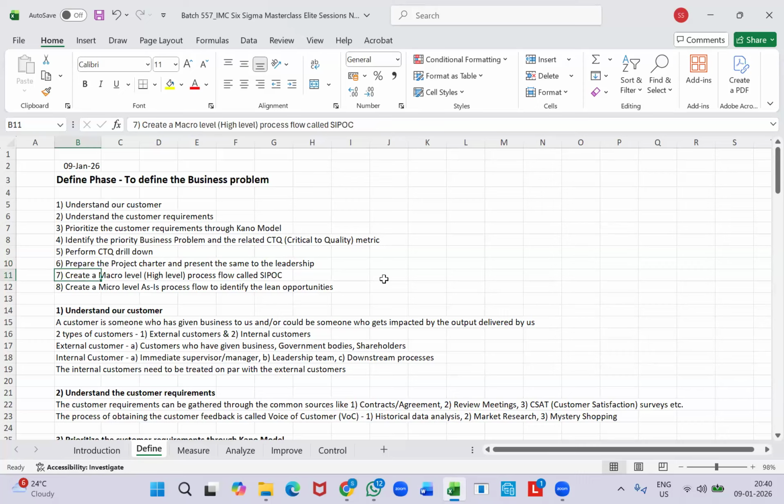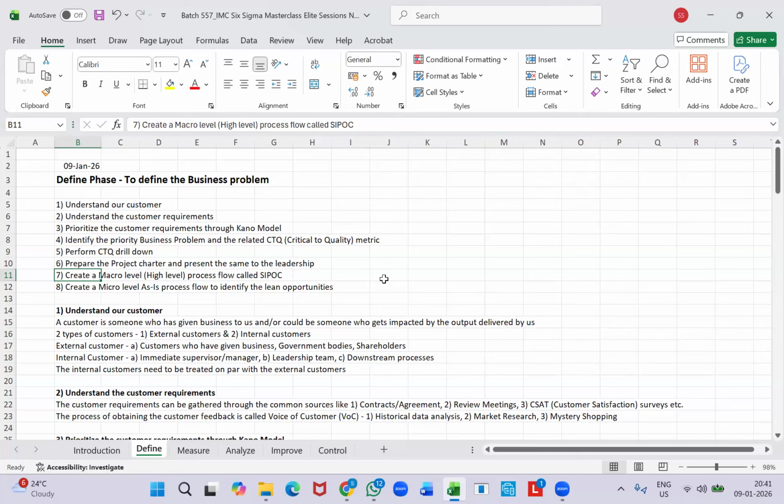And then once the approval is given, as a first step, the project team will work on a high level process flow or a macro level process flow called SIPOC. The expansion of SIPOC is supplier, input, process, output, customer, right? The linkage of supplier, input, process, output, and customer is what we would look at in this SIPOC diagram. So SIPOC is primarily a scoping tool.